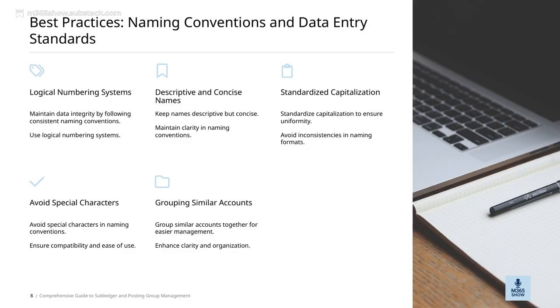Maintaining data integrity is another vital aspect. Following consistent naming conventions helps ensure your data remains accurate and reliable over time. And using logical numbering systems can further support this by providing a clear, systematic way to organize accounts, making updates and audits much simpler. Overall, these practices are about making your data easier to manage, more consistent, and more reliable, integral parts of an efficient Subledger and posting group management system.